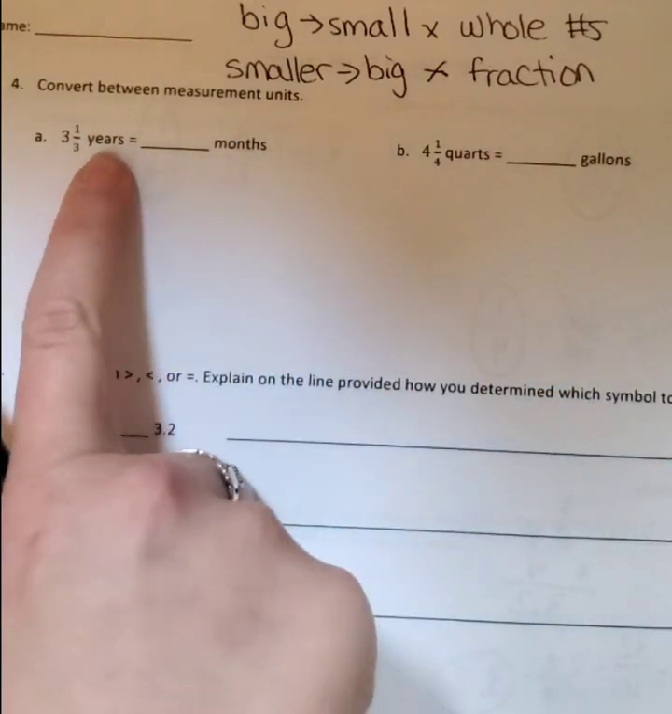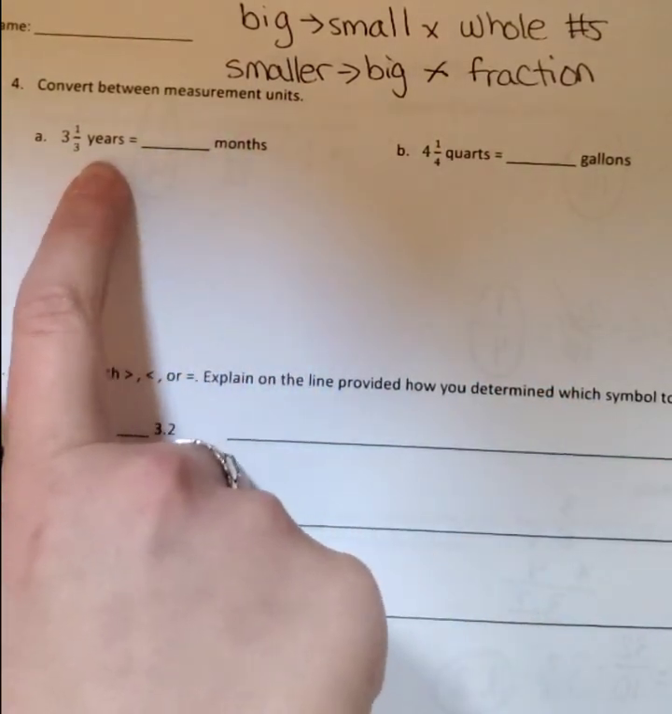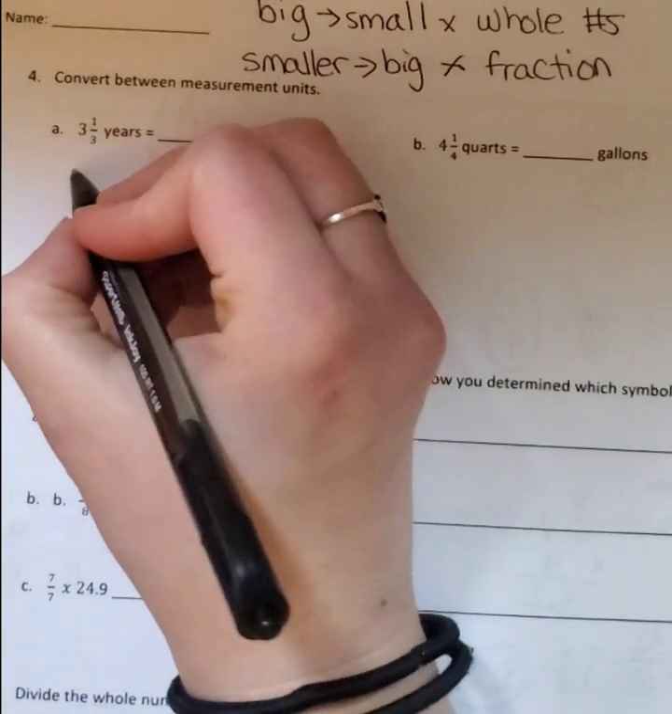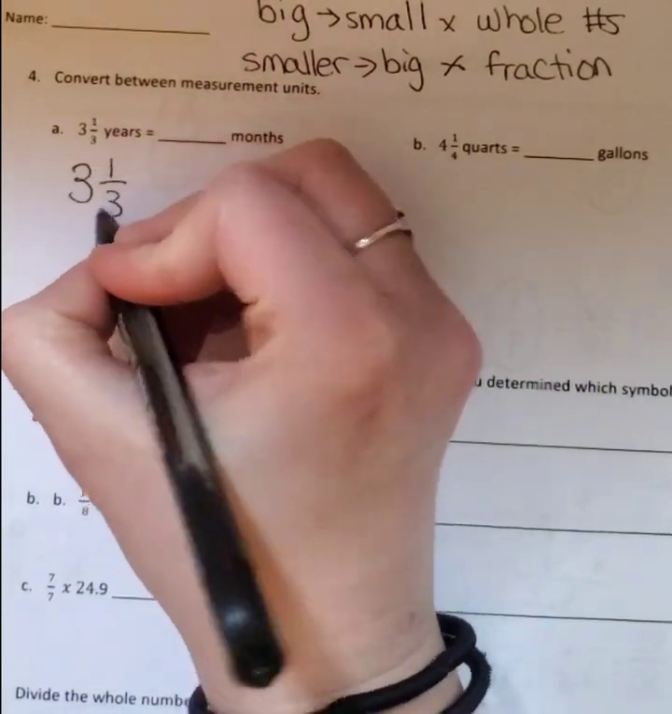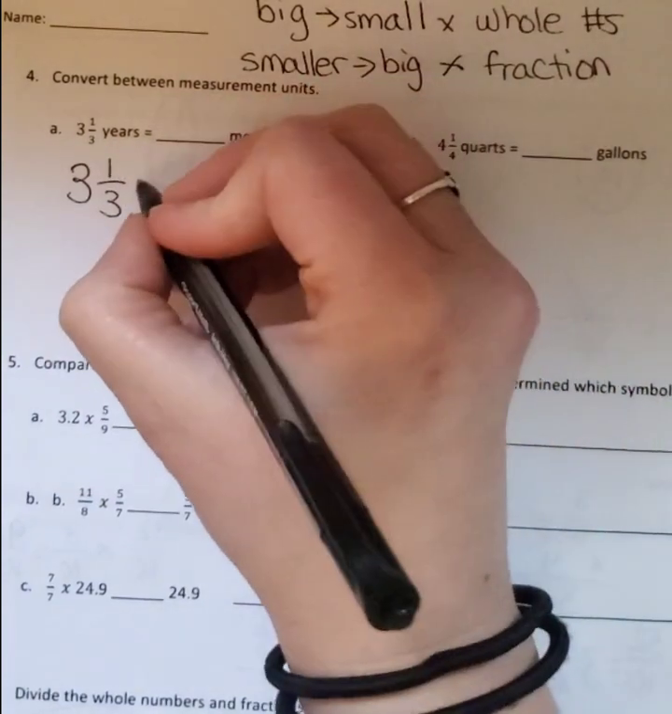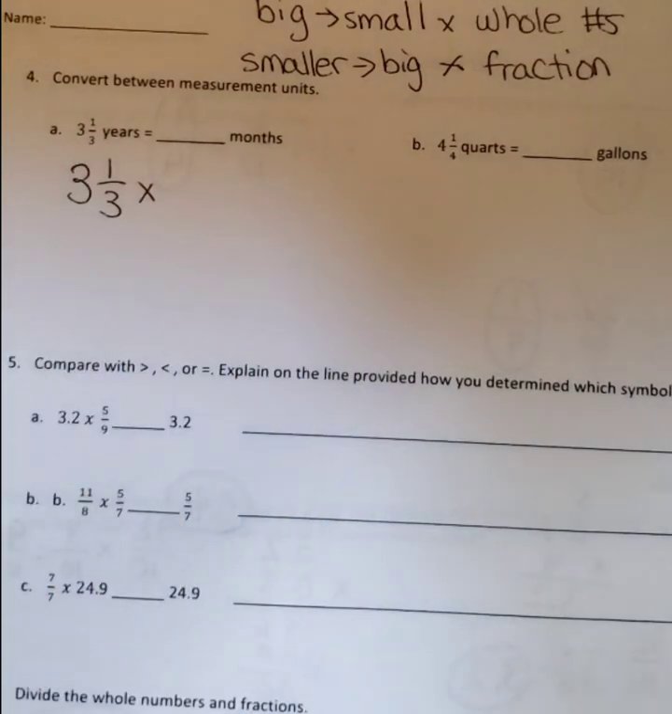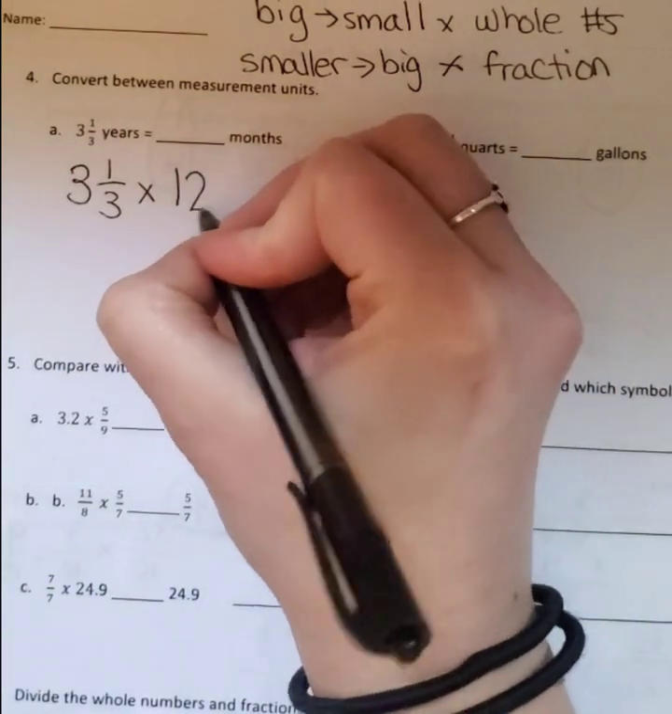Okay? So years to months. Years are bigger than months. So we're going to be multiplying by whole numbers here. So 3 1/3, you always keep what they give you. And we're going to multiply by a whole number of how many months are in a year. Well, there's 12 months in a year.